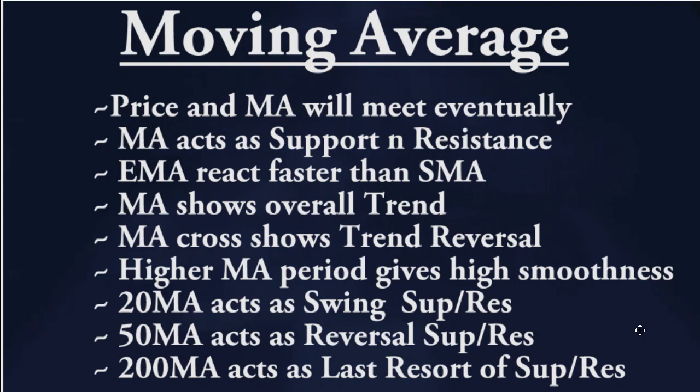If the price crosses the 200 moving average from up to down, then it means the company has gone into an extremely bearish trend. And if it crosses the 200 MA from below, then it means the company is trying to give a bullish trend.